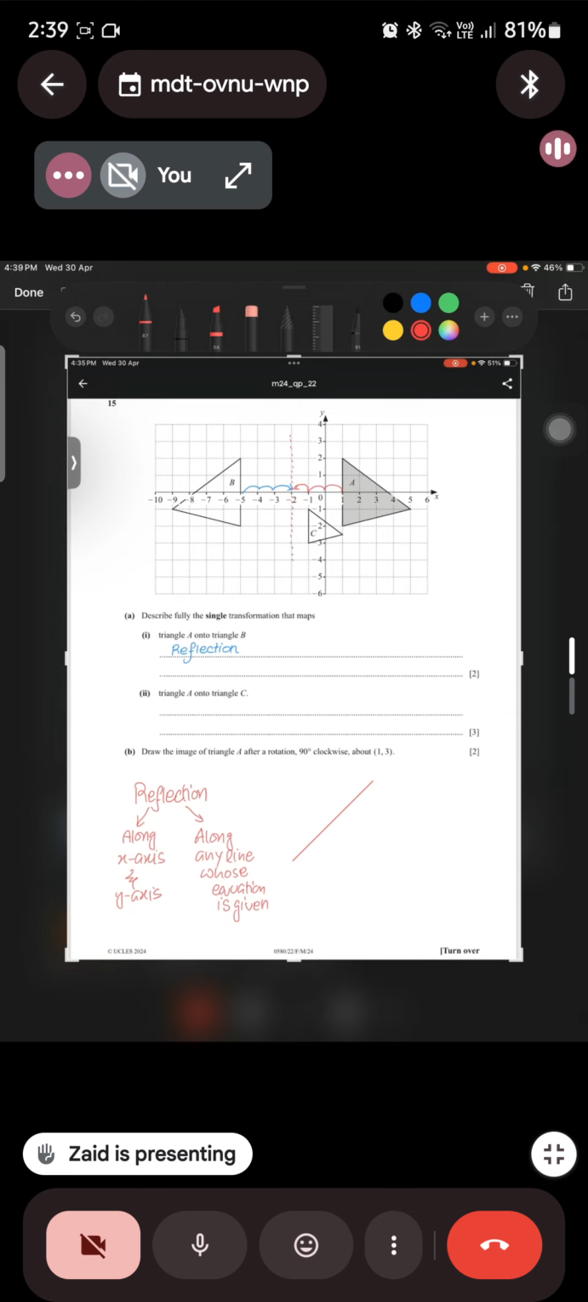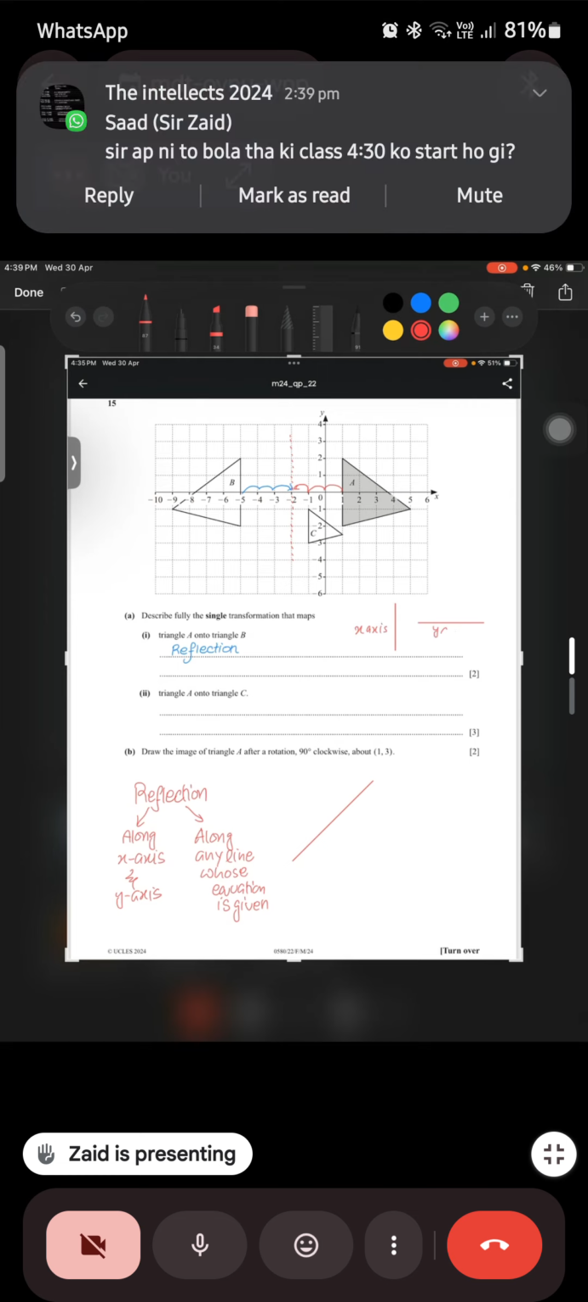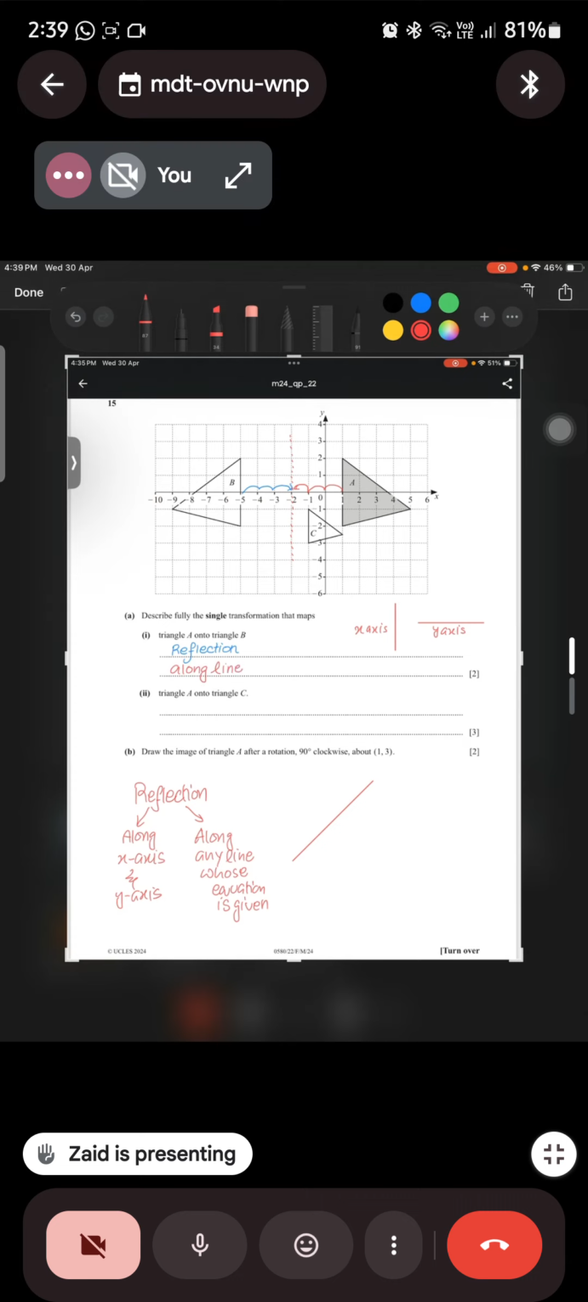So the line of symmetry is along x-axis. Basundari, if it is like this, so this is along x-axis. If it is like this, it is along y-axis. Okay, reflection along the line x equals to -2. ठीक है, अयान समझ आ रहे बेटा? अली समझ आ रहे? जी सर.